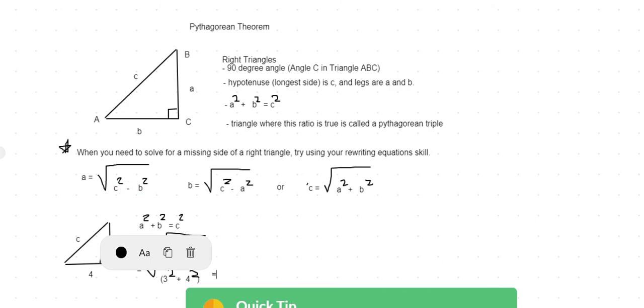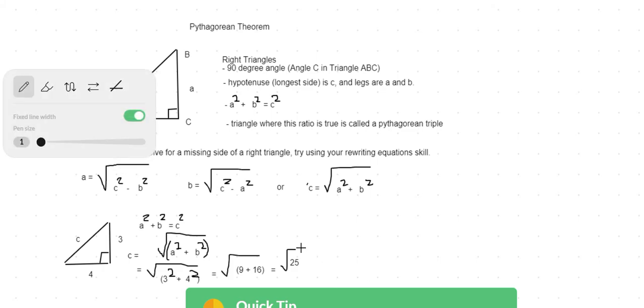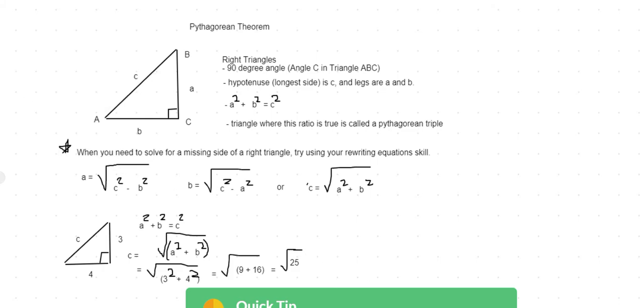So you just go equals, and then we would say it's the square root of, so 3 squared we know is 9, 3 times 3 is 9, and 4 squared is 4 times 4, which is 16, and that would equal the square root of 9 plus 16, which is the square root of 25. Okay, and that would be 5. So C, the missing side, would be 5.